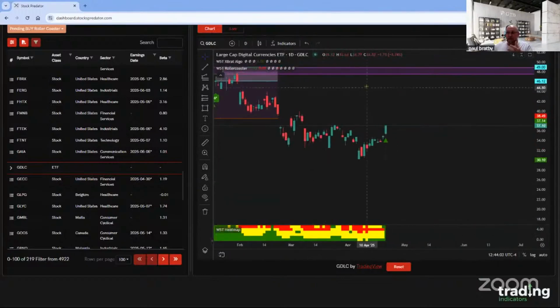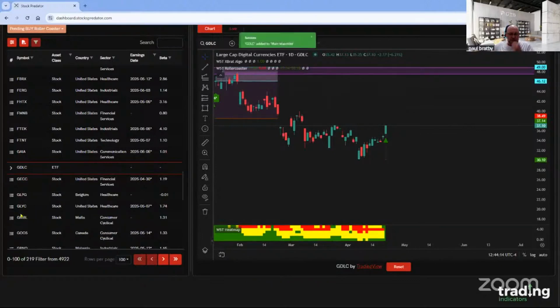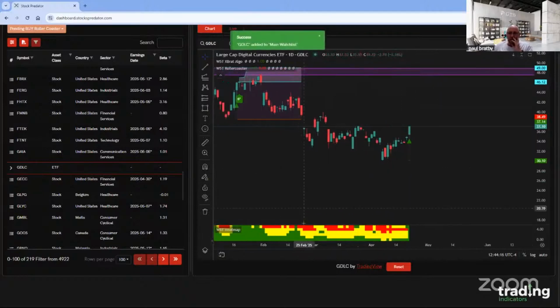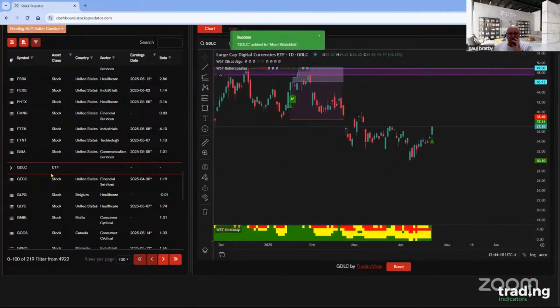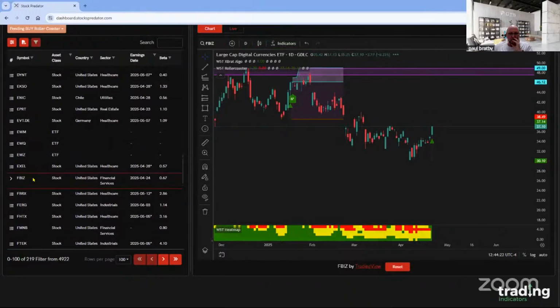There's a reasonable amount of room to that next, but we always keep that tight stop locking in profit all the way. Actually, I'm going to put that on my early movers list, as if I'm going to add that to my main watch list, because I was looking for another crypto ETF, so that was pretty good. Okay, I'm going to look at one more, FBiz.